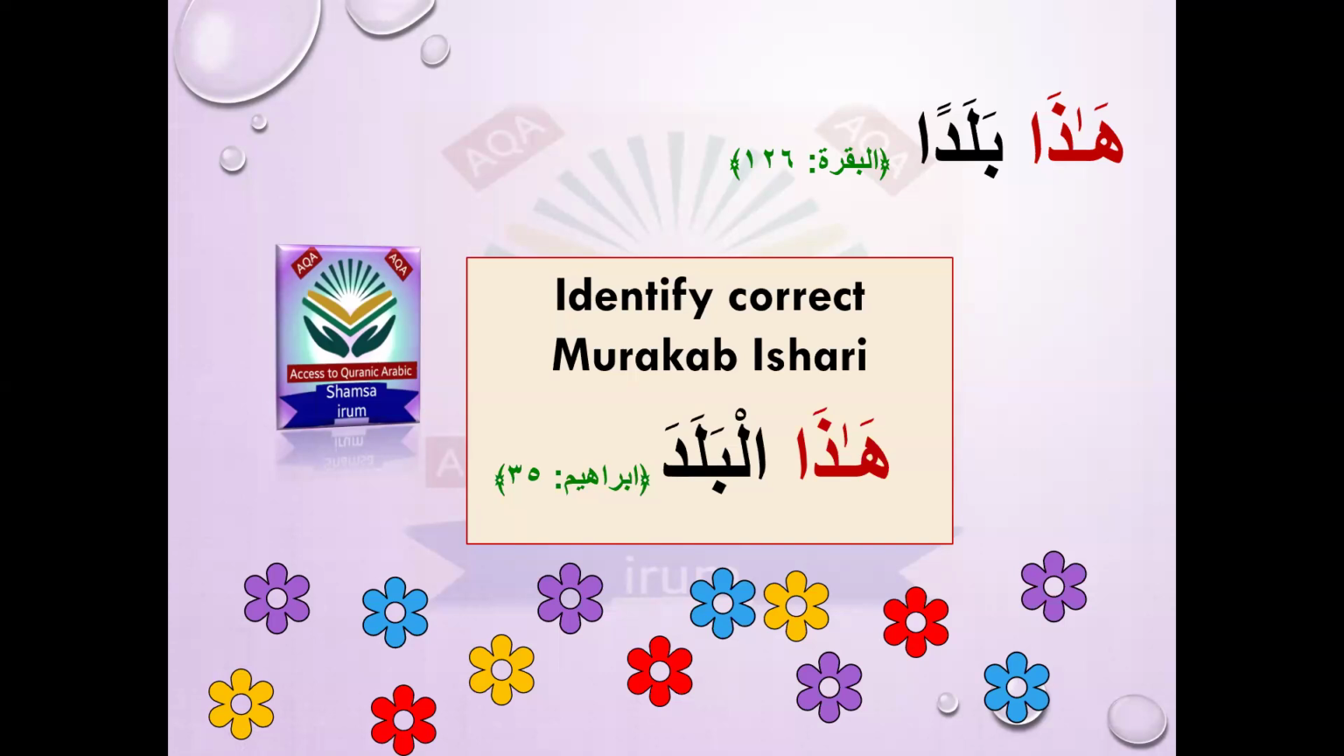Simple. So what's the main thing you have to learn? Musharun ilayh must have the al in the beginning, then it will be the murakkab ishari. Otherwise, it will not be the murakkab ishari. So you must think then what it will be. Inshallah ta'ala, you will learn very soon, in the next lecture, inshallah, what it will be.